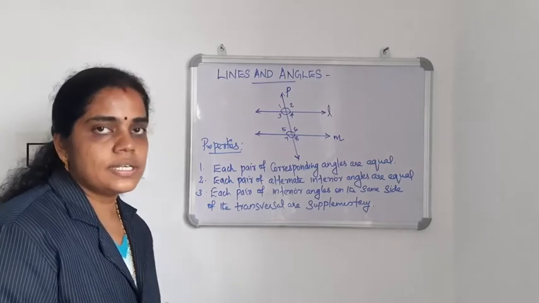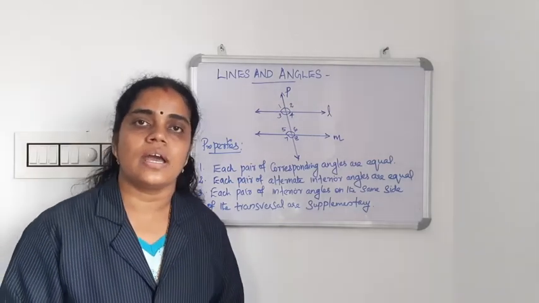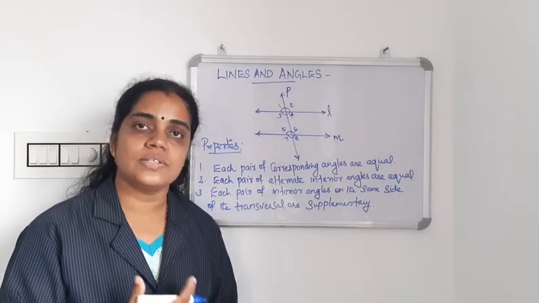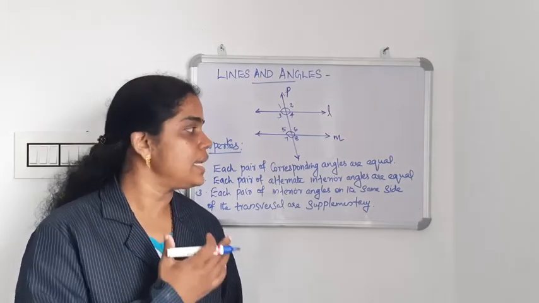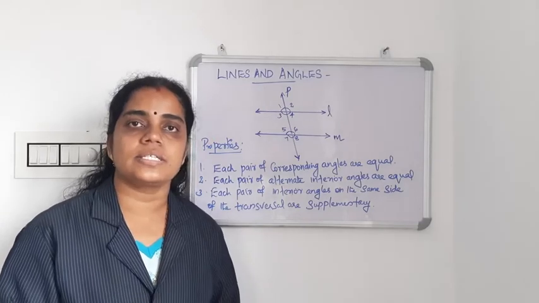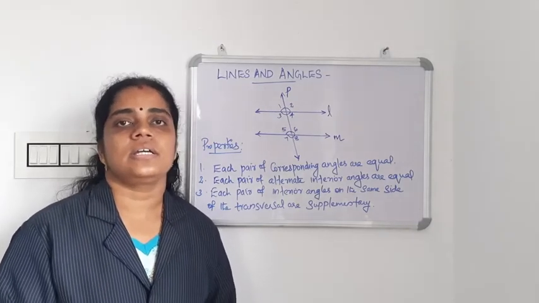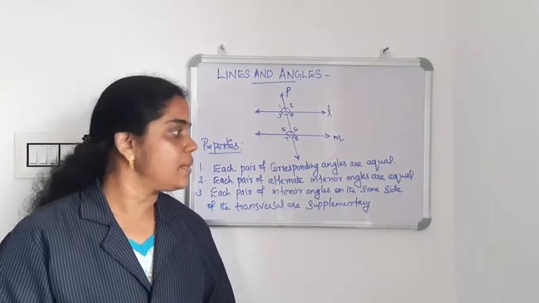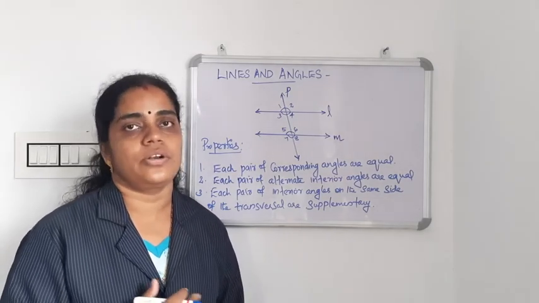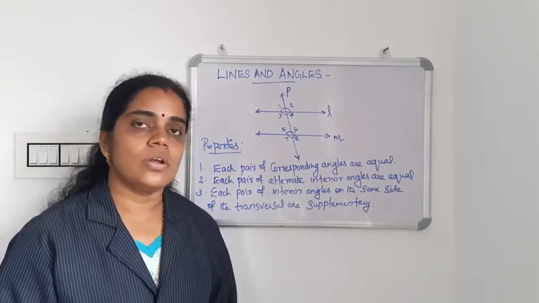So now we discussed what a transversal is, what the angles formed there are, and the different names also. Interior angle, exterior angle, alternate interior, same side of the transversal. Many such new terms are introduced here. So I hope all of you understood.